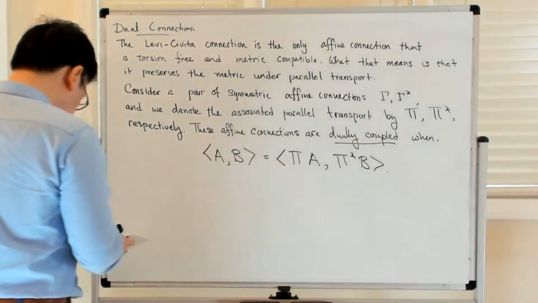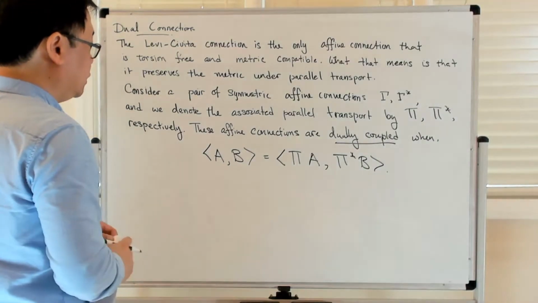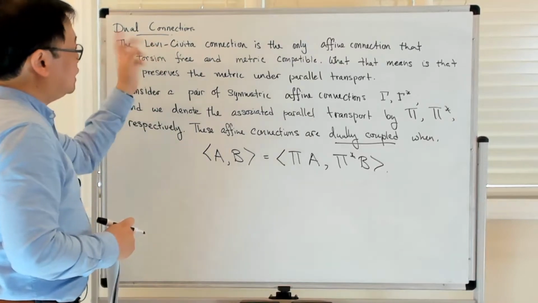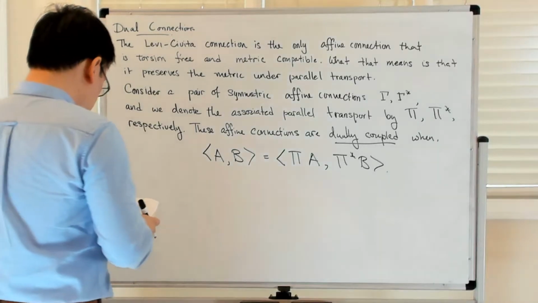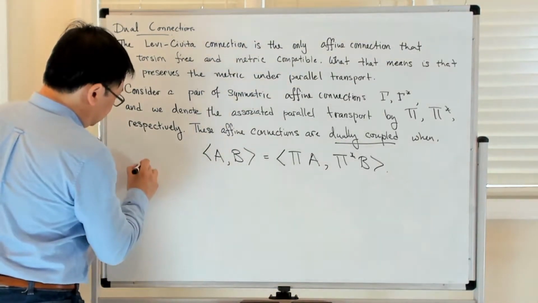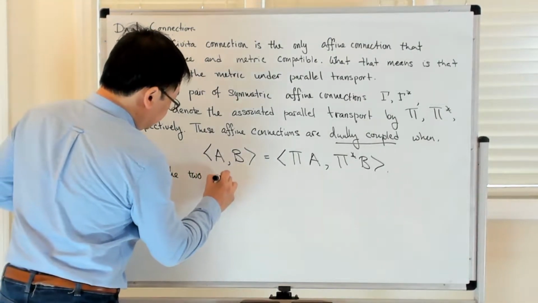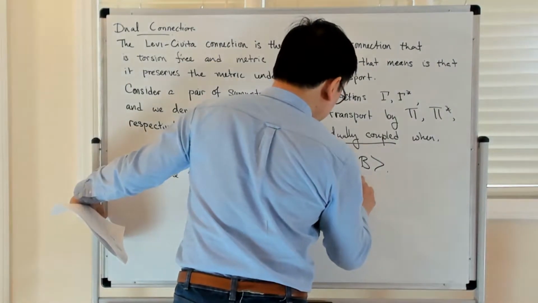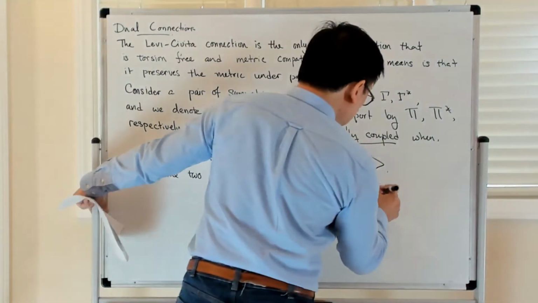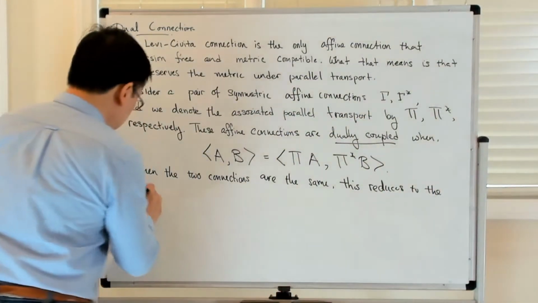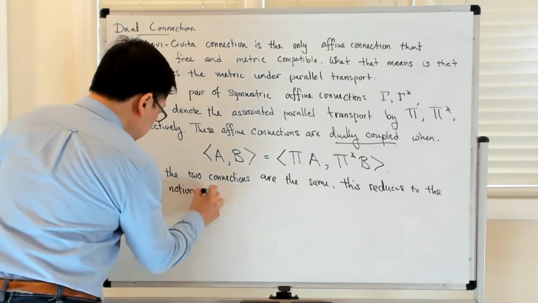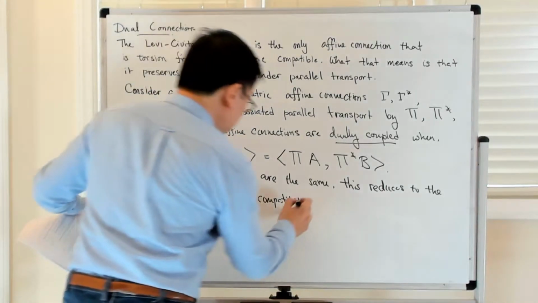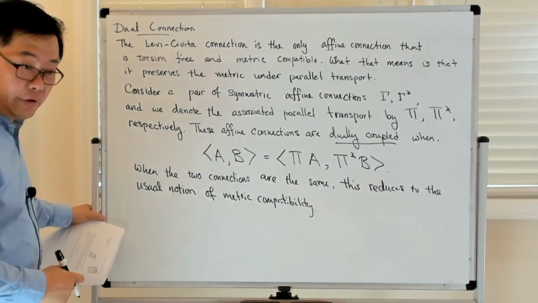Okay. All right. So that obviously generalizes the notion of metric compatibility which we have with the Levi-Civita connection. And so there's a sense in which the Levi-Civita connection is dual with respect to itself. So when the two connections are the same, this reduces to the usual notion of metric compatibility. Okay, and there's a sense again in which the Levi-Civita connection is self-dual.